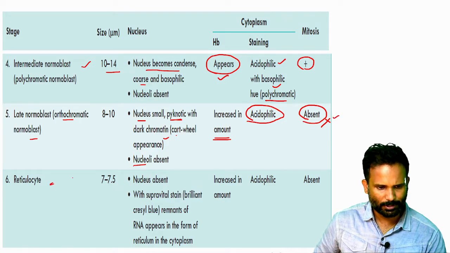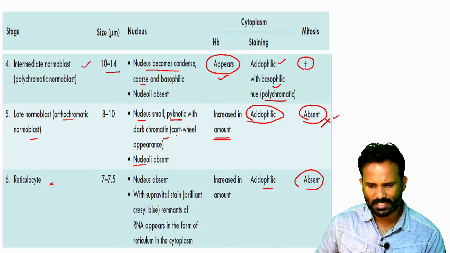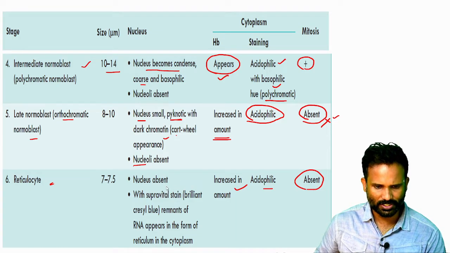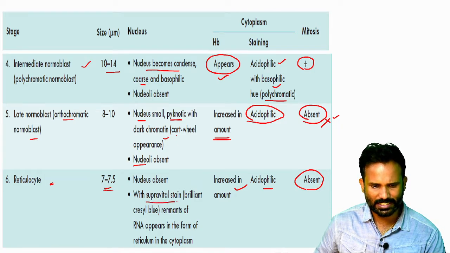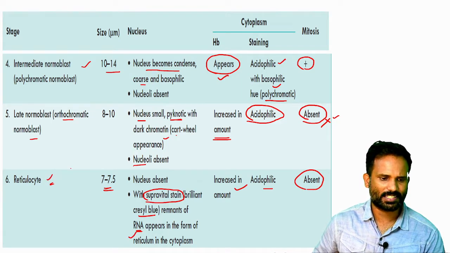And coming to the reticulocyte, still it is acidophilic and mitosis is absent. Hemoglobin is still increasing in amount. The nucleus is already gone, and it reaches 7 to 7.5 microns, and it is stained by supravital staining with brilliant cresyl blue. So the remnants of RNA appear like a reticulum. That's why it is called a reticulocyte.